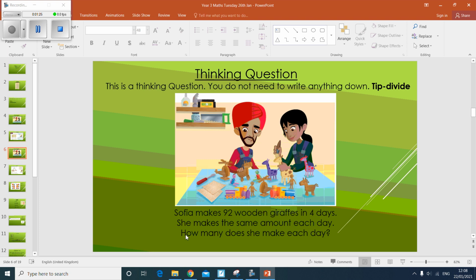Again, we have another thinking question, and another tip here for you is to divide. So Sophia has made 92 wooden giraffes, and it's taken her 4 days to make the 92 wooden giraffes. Now she's making the same amount of giraffes each day, so it's equal. So she's got 92 giraffes and it took her 4 days. So how many did she make in each day? Remember, the tip is to divide. Pause it here while you work it out and have a think about it.